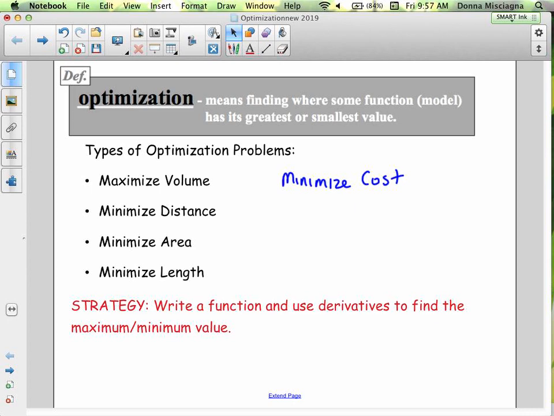But we want to make something the most or the least. All right, so you're going to write a function and use derivatives to find the maximum or minimum value. So think the optimal size of something or the optimal number of something. So you maximize or minimize something.